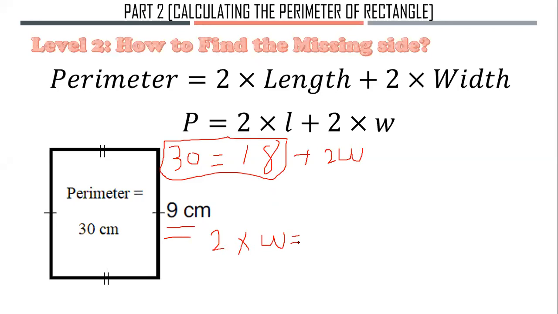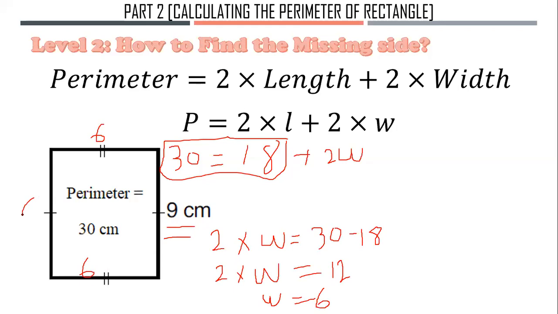Shouldn't you subtract them to get what is 2 times the width? Minus. Excellent, minus. So 30 minus 18 is actually equal to what? 12. Excellent job. So what is the number that you multiply by 2 to give you 12? 6. Excellent job. So your width is actually what? 6. So this one is 6. This one is 6.